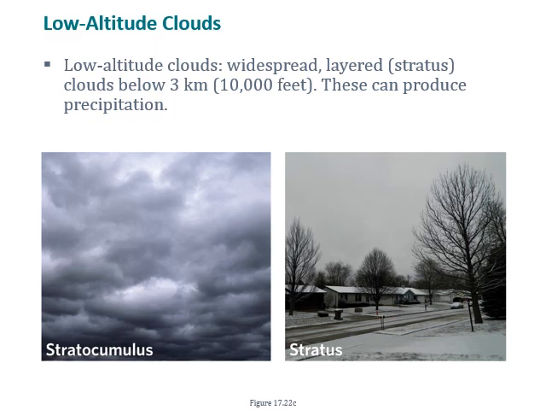Then there are low altitude clouds below 3 kilometers or 10,000 feet. These are the clouds that produce precipitation, and these are widespread and layered clouds and include stratus clouds. So here we've got stratocumulus and stratus.